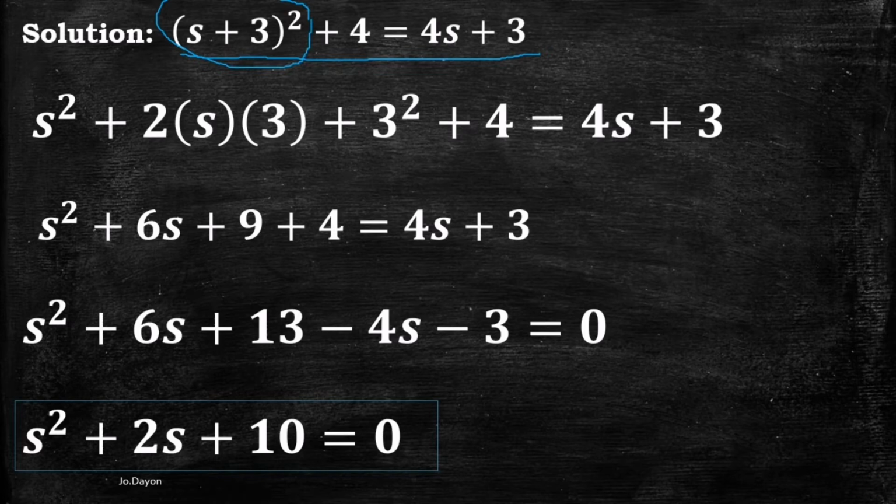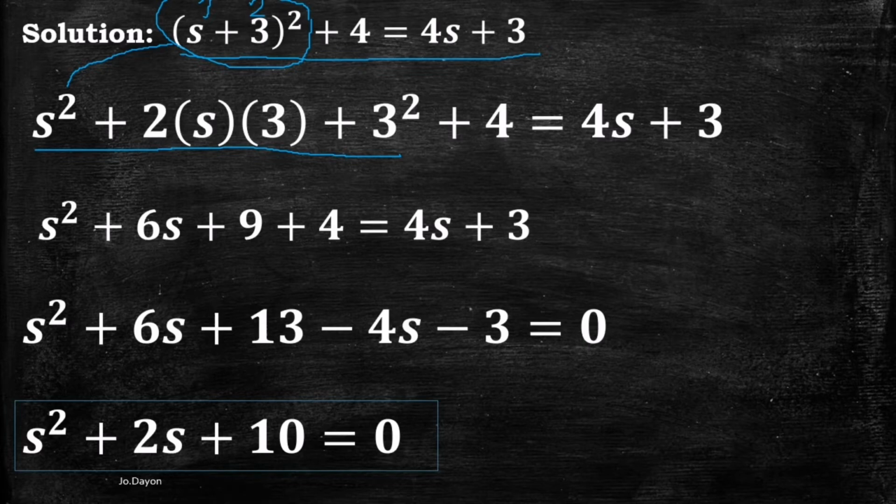To determine the product of the square of the binomial, s is the first term of the binomial, and 3 is the second term of this binomial. The resulting product for the square of a binomial is a perfect square trinomial. So we are expecting to have 3 terms once we get the product of the square of this binomial.